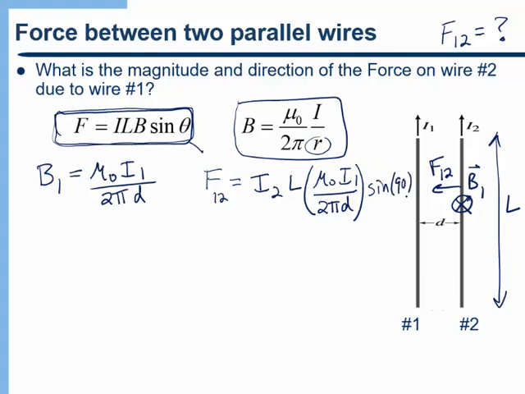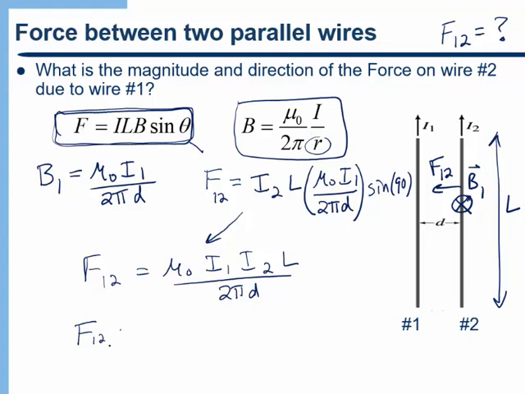Because the angle we're talking about there is between B, which is straight in, and I, which is straight up. Okay, so what we get, if I take that now and rewrite it, is F12 is equal to mu naught I1 I2 times L over 2 pi d. And often the way we write this is as a force per length. And so we get mu naught I1 I2 over 2 pi times d.